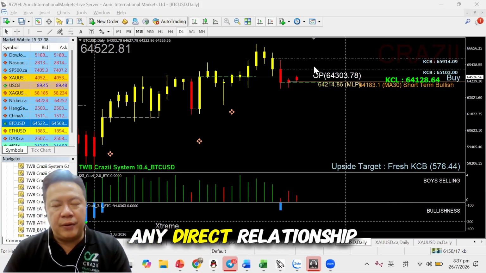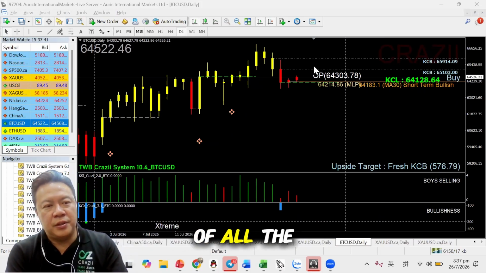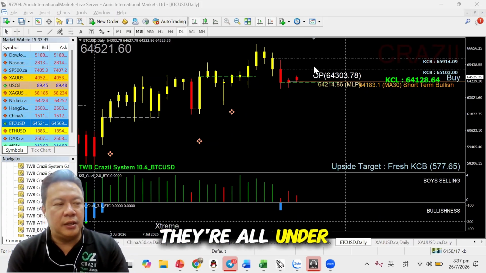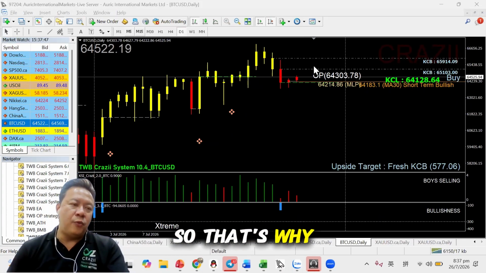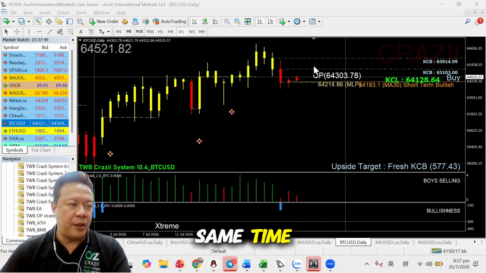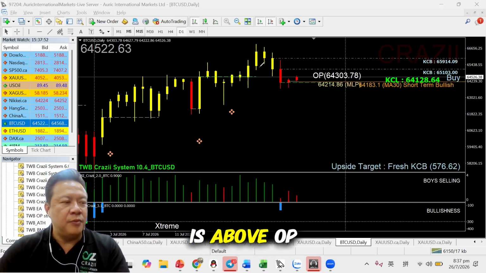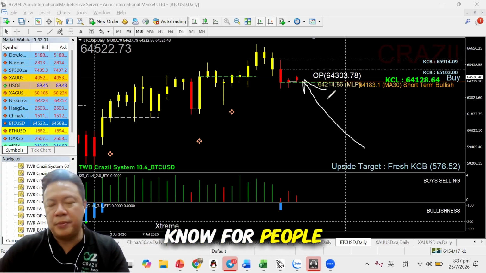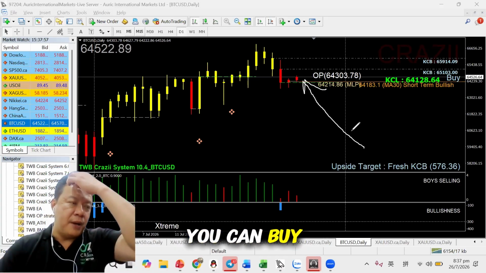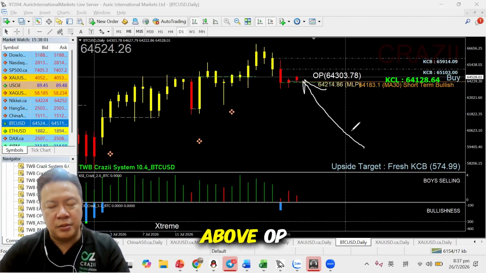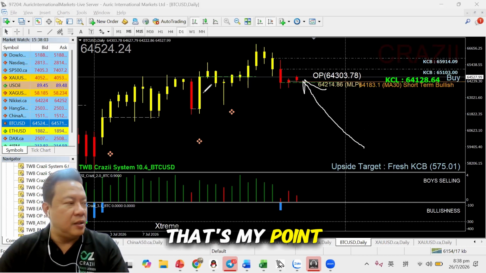Now, is there any direct relationship here? Well, there is, because all the chip makers and all these AI companies are under Nasdaq, right? So when one moves, the rest all move at the same time. For Bitcoin today, you can see that it is above OP. So people who are going to buy, you can buy. But people who want to sell, you shouldn't be touching it at all because it's now above OP. That's my point.